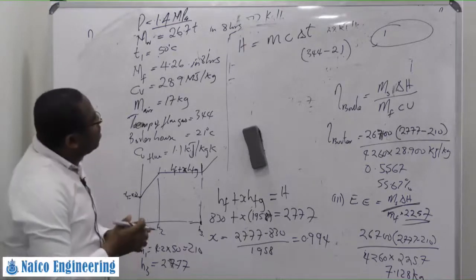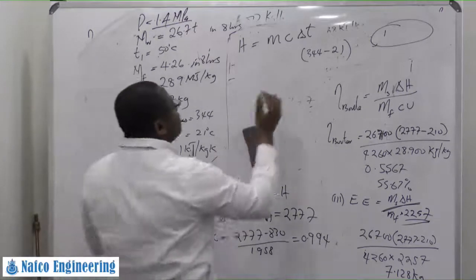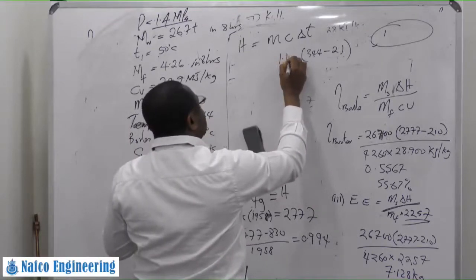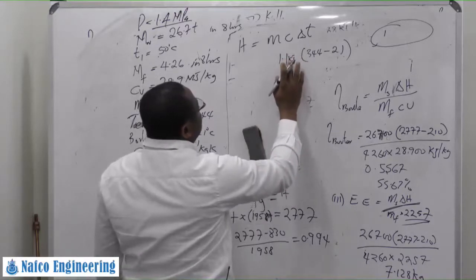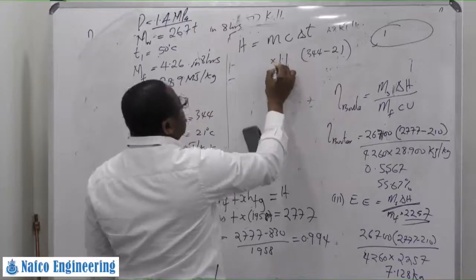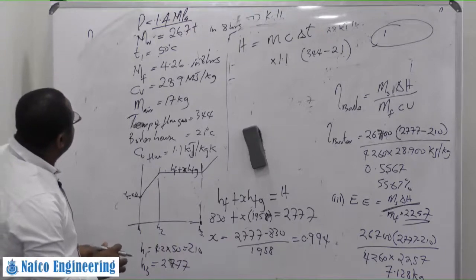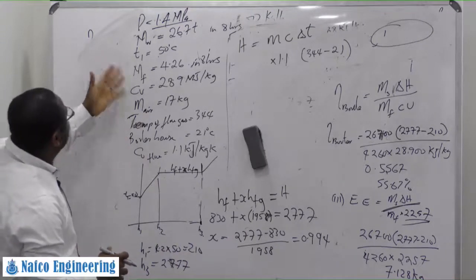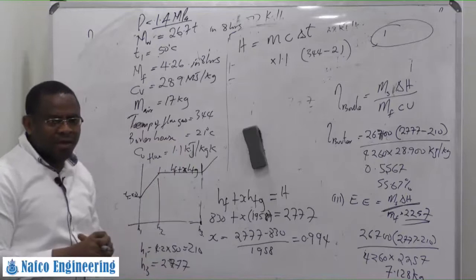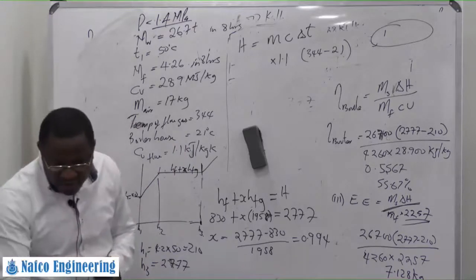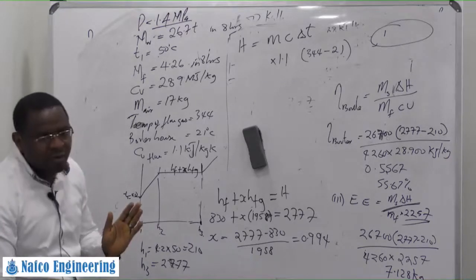Agreed? Now the CP of the flue gas is 1.1 kilojoule. The mass of the flue gas, is it given to us? 70 per kilogram coal. Is it given to us, 70, right? Per kilogram coal. All right, so look at it.